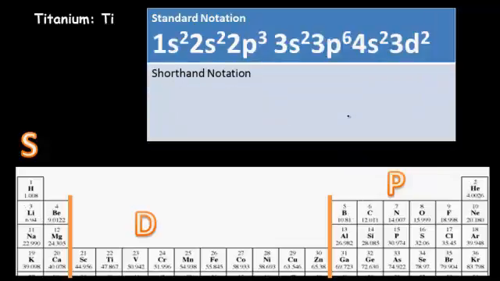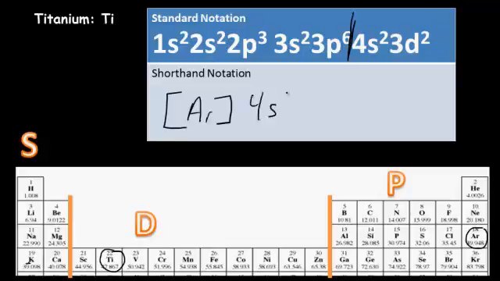Next would be titanium. Now titanium is pretty big. This is a good example of why we use shorthand notation in the first place. Titanium is down here. The last noble gas is argon. So I write argon, and then 1, 2, 3, 4. I want to start in the 4 s's, so I can get rid of these and go 4s2, 3d2. Because remember, these are the d's. 3d2.